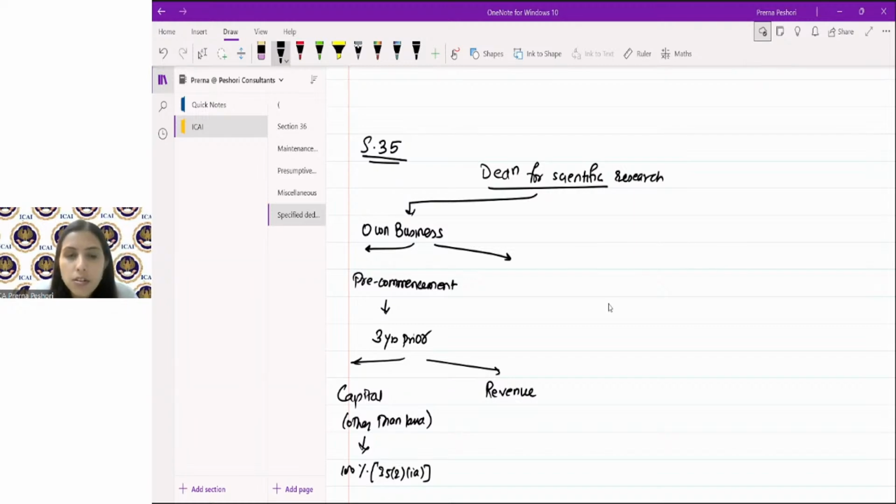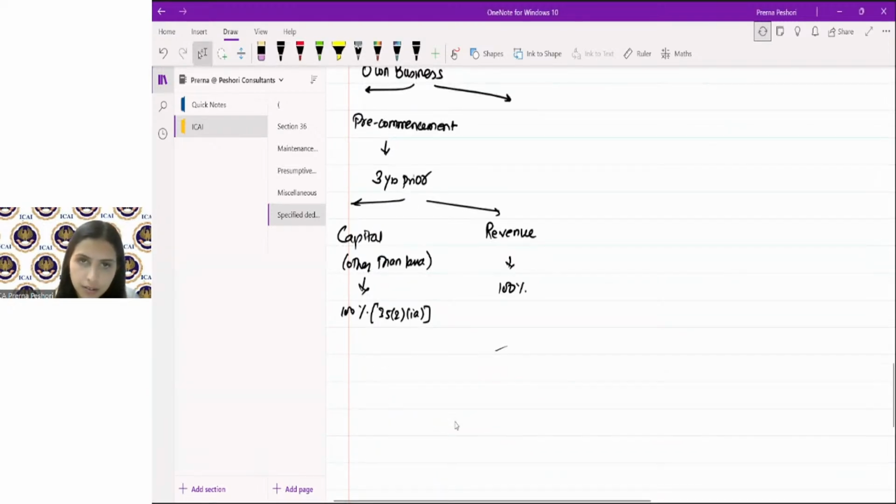If it is a revenue expenditure, then in that case 100% of the expenditure is allowed. This will include salary and purchase of material. So any revenue expenditure incurred by the assessee on scientific research, even the expenditure incurred within 3 years immediately preceding the commencement of the business on the salary of the research personnel engaged in scientific research, or on purchase of material inputs for such scientific research, will be allowed as a deduction in the year in which business is commenced.